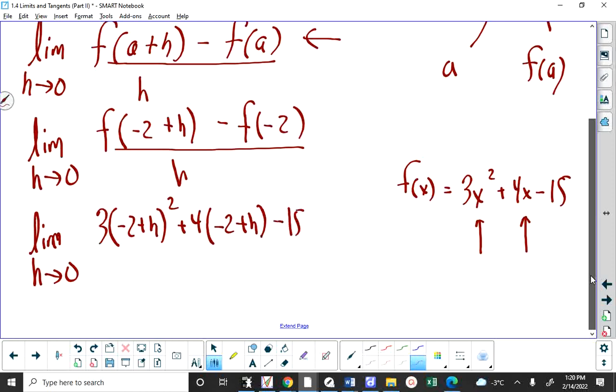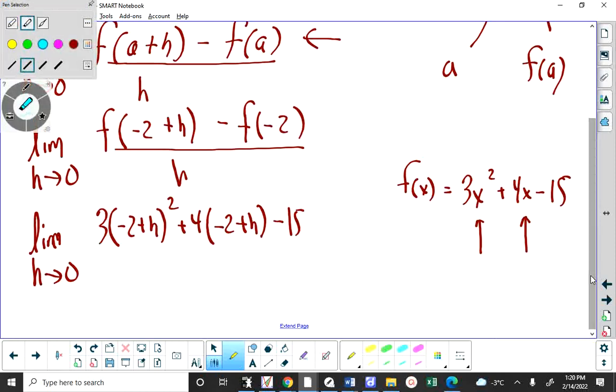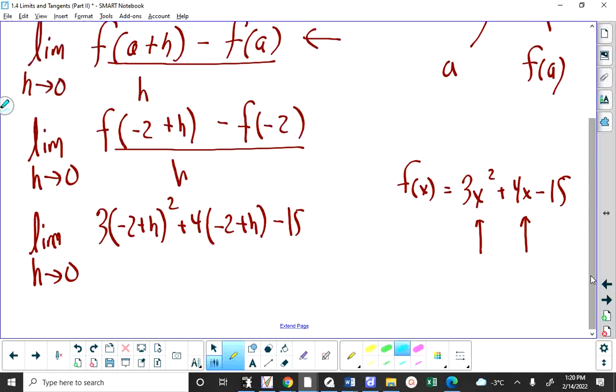minus 15. So what I've got written there is the result, and I would rather over-explain it than not explain it well enough: I've taken these two positions and I've changed them to -2 plus h. I've done a substitution.